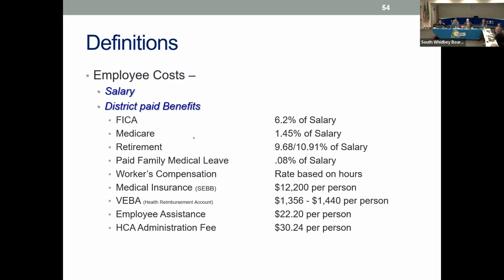And you can see the percentage. Some are percentages of salaries and some are just straight dollar amounts. Every employee that works more than 630 hours gets medical, and it costs us $12,200 per person. So that type of a thing. So those would be the benefit costs.